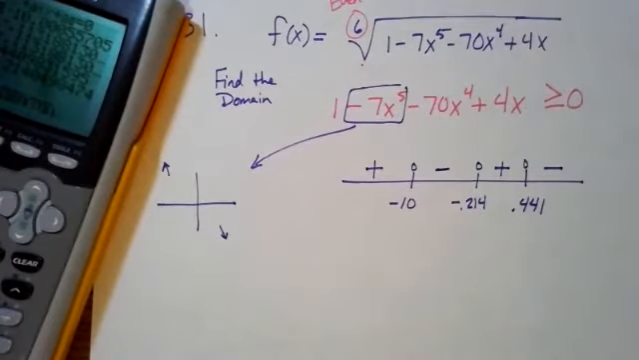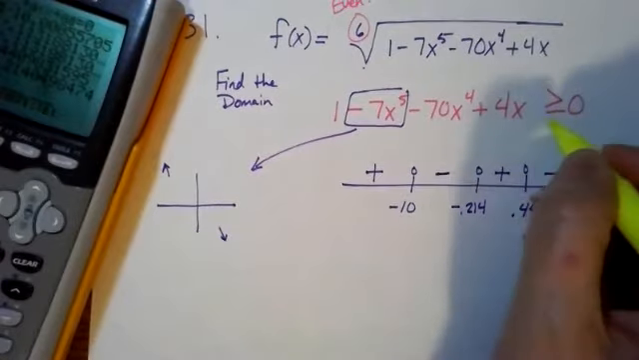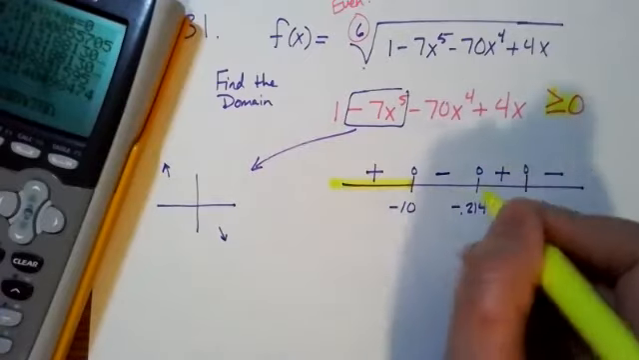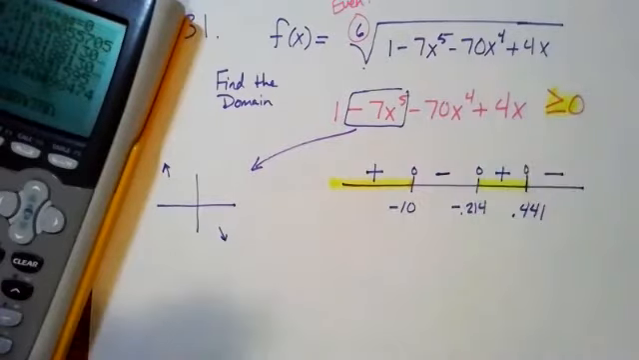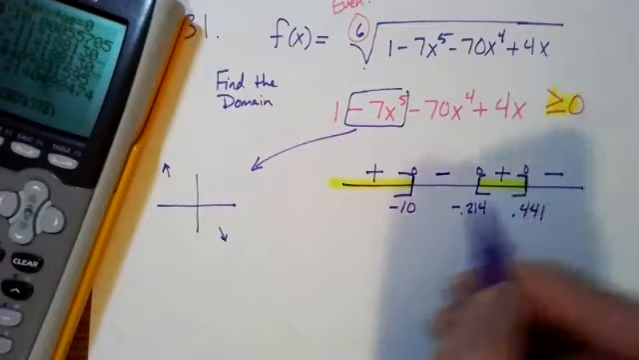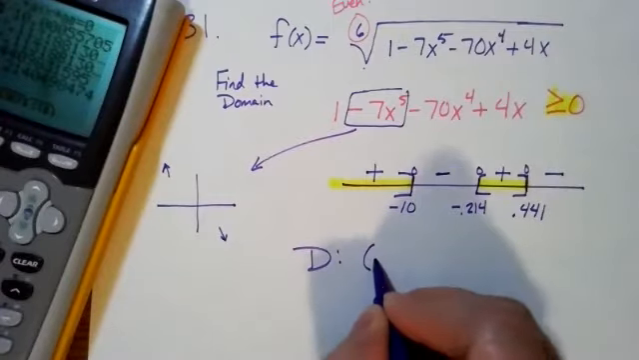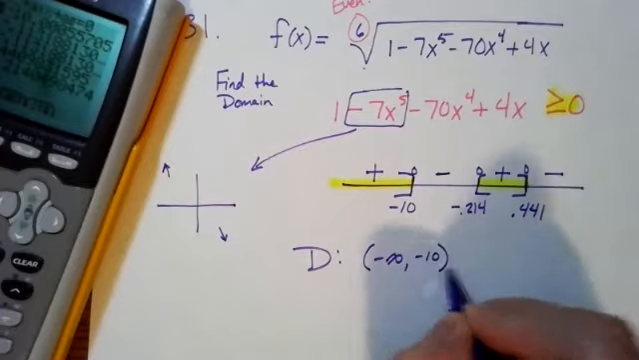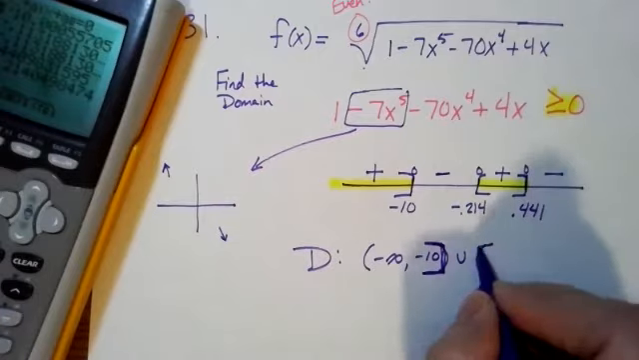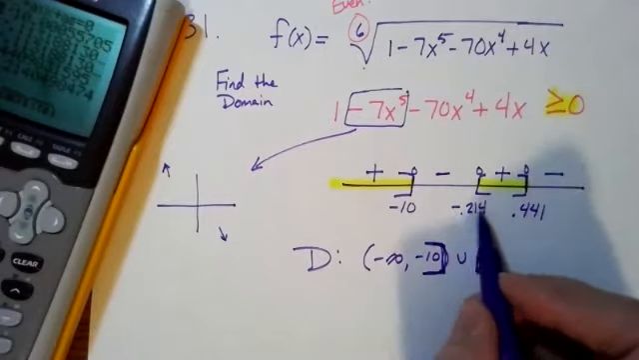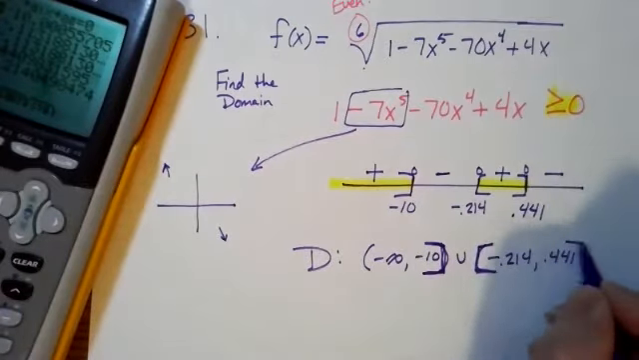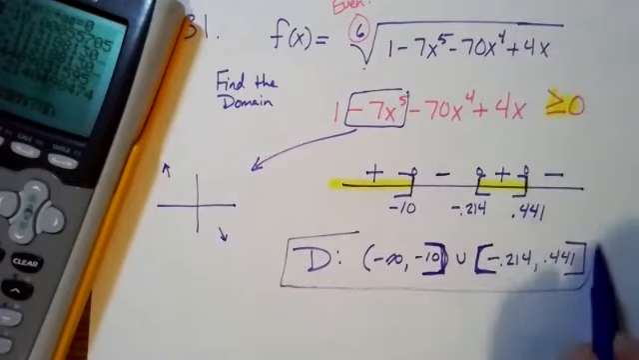Okay, our answer needs to be anything that gave us positive or 0. So that's here, inclusive, and here, inclusive. We're going to hard bracket all the zeros and write our answer as domain is negative infinity to negative 10. And then that last section, oh, I did that wrong. That's inclusive. Hard bracket that. And hard bracket this one. Negative 0.214 up to 0.441. And we're hard bracketing that. This is our domain.